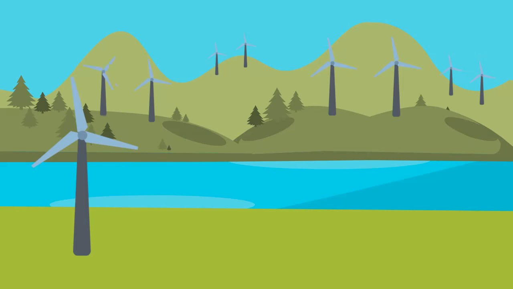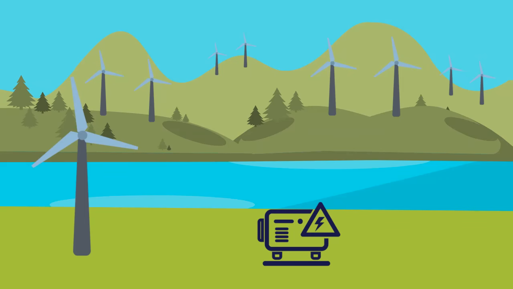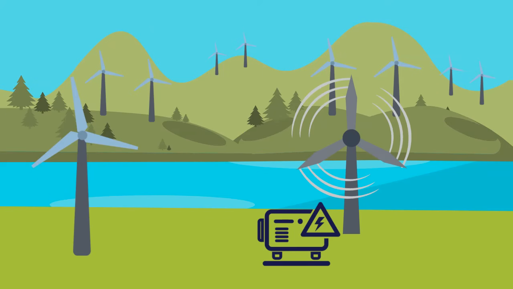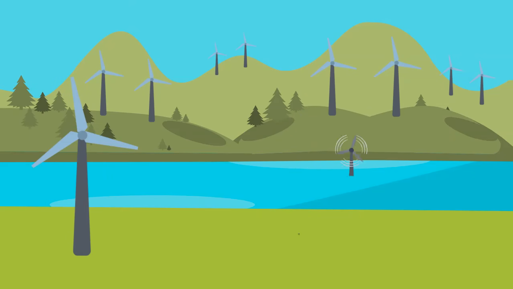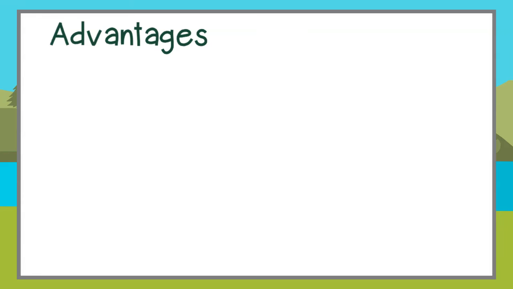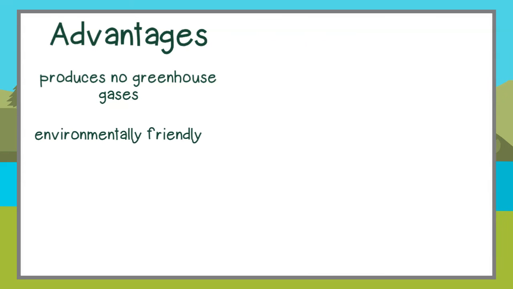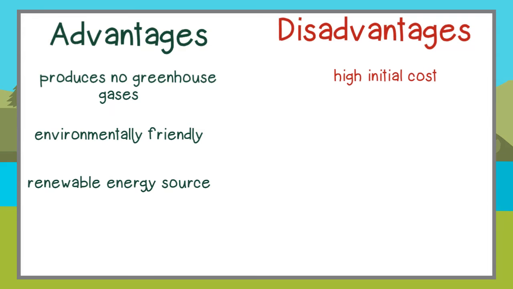Next, let's look at wind energy. Wind energy harnesses kinetic energy to produce electricity. The air currents in the wind turn turbines, which power a generator that produces electricity. The advantages of wind energy are that it produces no greenhouse gases, it is mostly environmentally friendly, and is a renewable energy source. The disadvantages include a high initial cost, limited technology, and visual pollution.